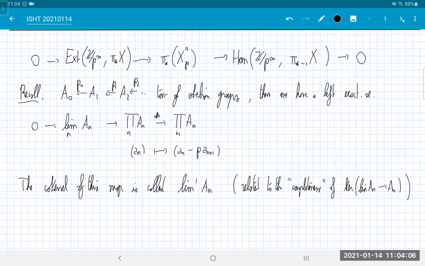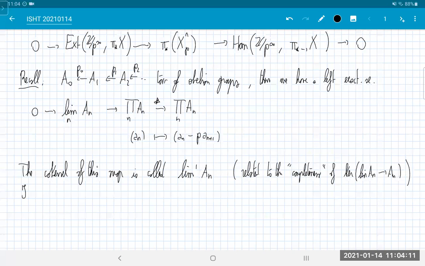All that I care about is that if all PNs are surjective, Lim-1 AN is zero. And this I'll leave as an exercise. That is, this star map that I wrote is surjective if all PNs are surjective. This is PN. And intuitively, you can think of it: if PN is surjective, you can always adjust the nth term by picking something upstairs. So.